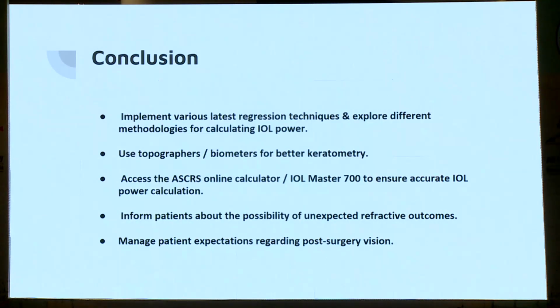So to conclude, implement the latest regression techniques and explore different methodologies for calculating IOL power. Use topographers or biometers for better keratometry, and of course the ASCRS online calculator is there, which is zero cost. And in case you have access to biometers like the IOL Master 700, it gives quite an accurate calculation. And please do inform your patients about the possibility of unexpected refractive outcomes, and do manage them, and manage patient expectations regarding any post-surgery vision.